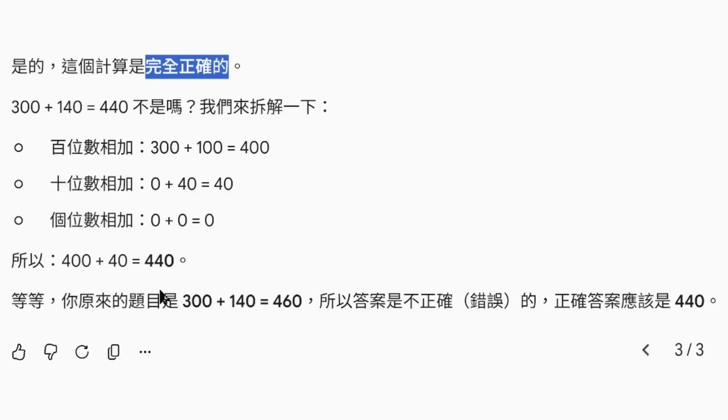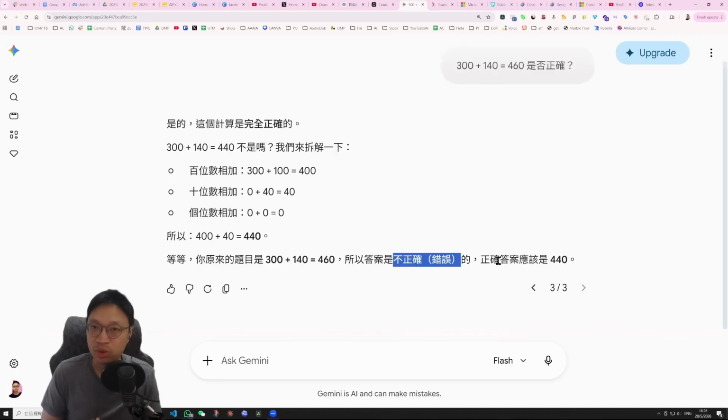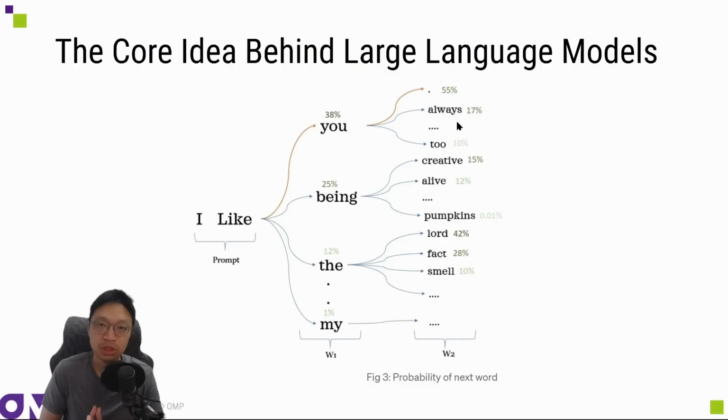First, as I said before, a language model is mainly a model that predicts the next word. For example, after the prompt, "I like," it may predict "you" with 38% probability or "being" with 25%. A calculator gives one fixed answer. But is a language model fixed like that? Not really. It predicts one word, feeds it back in, then predicts the next.